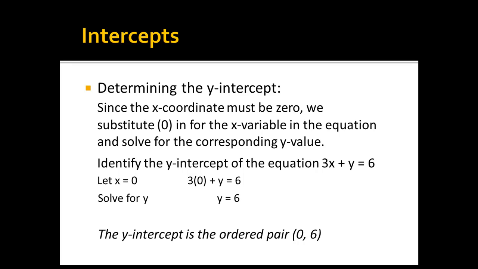You're just plugging in a value and solving for the corresponding value. One thing that's different is we haven't plugged in any values for y until this point, but if we're getting the x-intercept, we have to plug the 0 in for the y. When we get the y-intercept, we're plugging in 0 for x. In this same equation, now we're plugging in the 0 for the x, and we get 3 times 0 is 0, plus y equals 6, so y is equal to 6. So my y-intercept is the ordered pair where x is 0, y is 6.